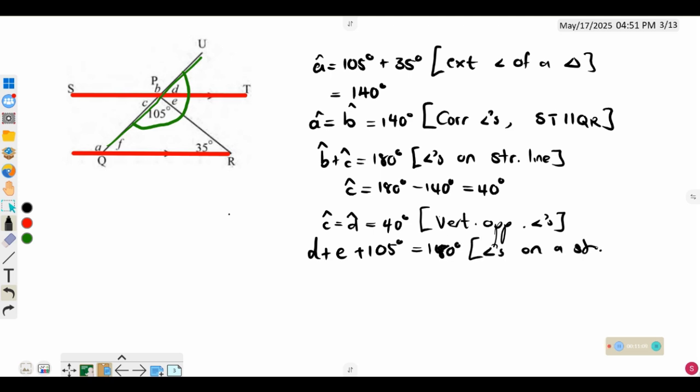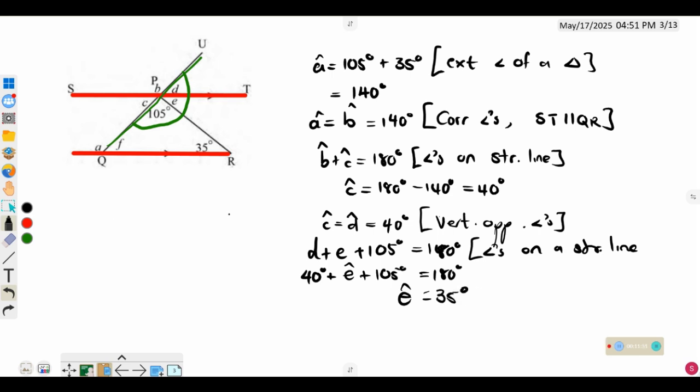All right, so at least you have a few there. You have D, which you calculated to be 40 degrees. You have E, which is unknown, and then the 105 degrees, which equals 180 degrees, and this should give you what? Angle E equals 180 minus that, which is 35 degrees. Angle E is 35 degrees.